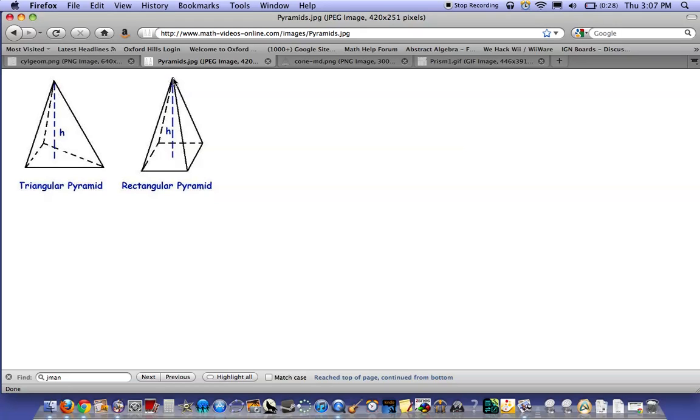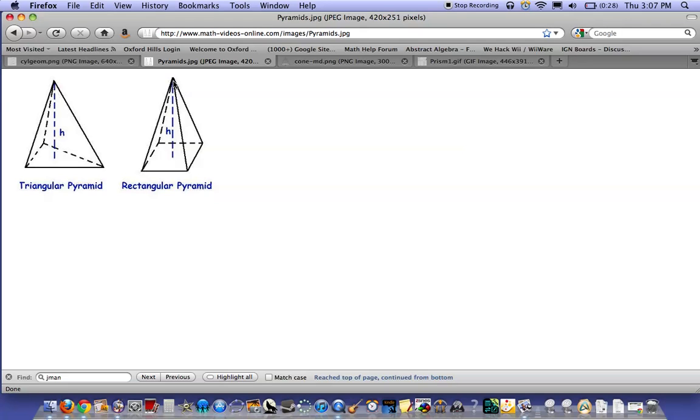And if you were to measure the height of a pyramid, you would measure the distance from the point at the top of the pyramid down to the center of the pyramid, and that would represent the height of your pyramid. So a pyramid, like I said, is very similar to a prism in that it has a base that can change shape and size.